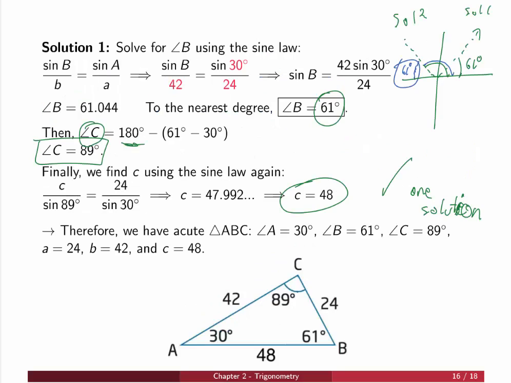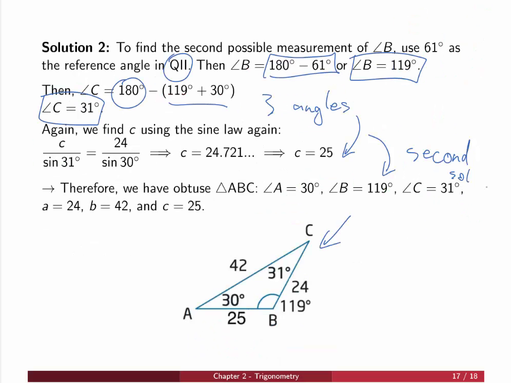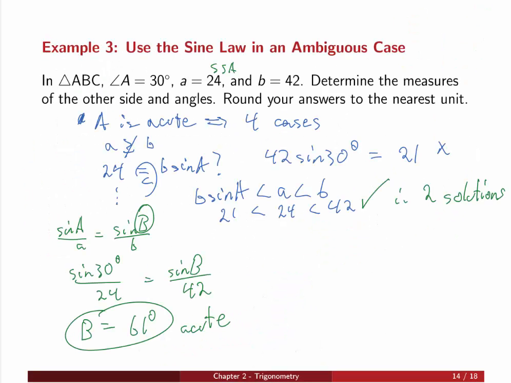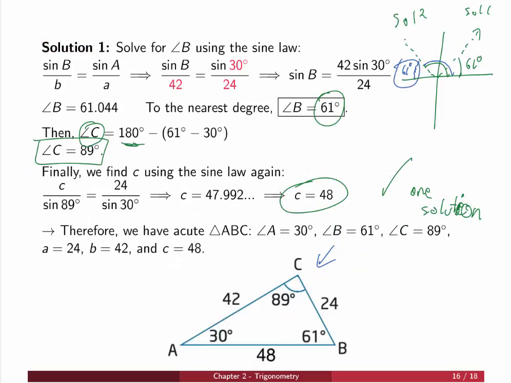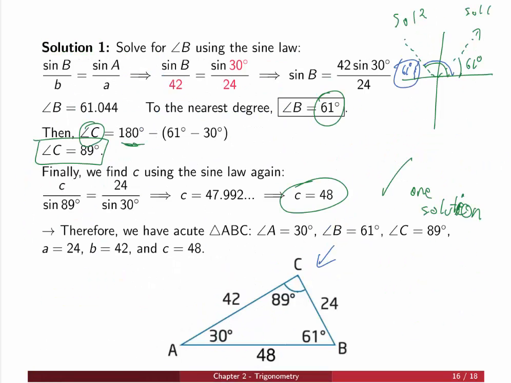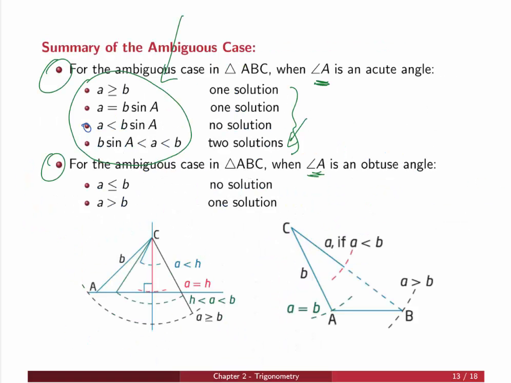And you can see here's a picture of the first solution, and here's a picture of the second solution. That's as hard as it gets. If there are no solutions when you check at the start, then you're simply going to write no solution. So hopefully this makes sense. That's the ambiguous case. Something you should highlight in your notes is this slide right here.